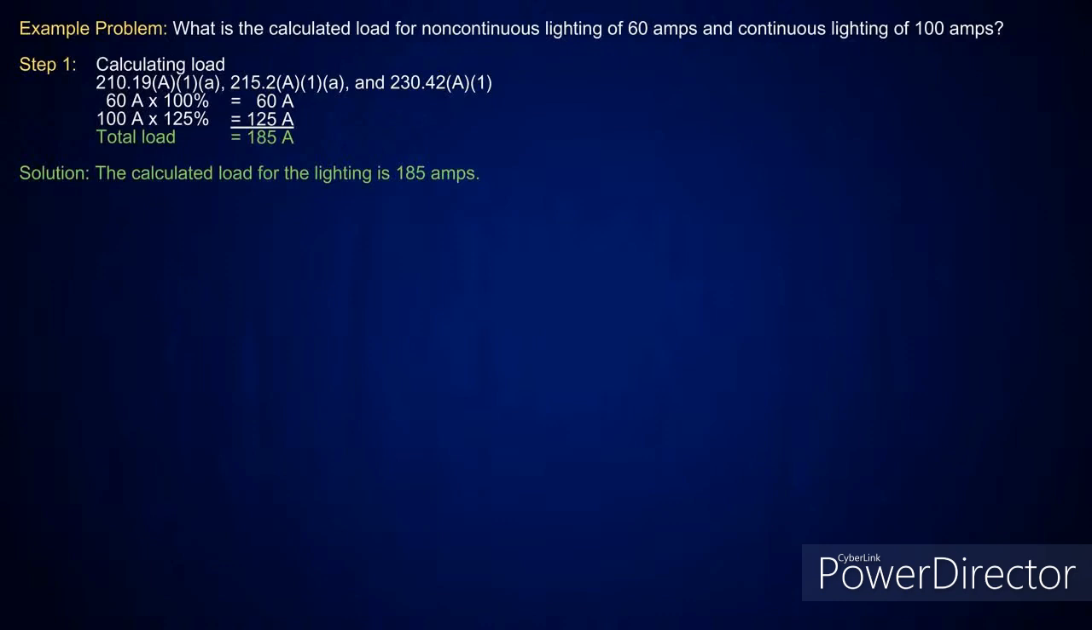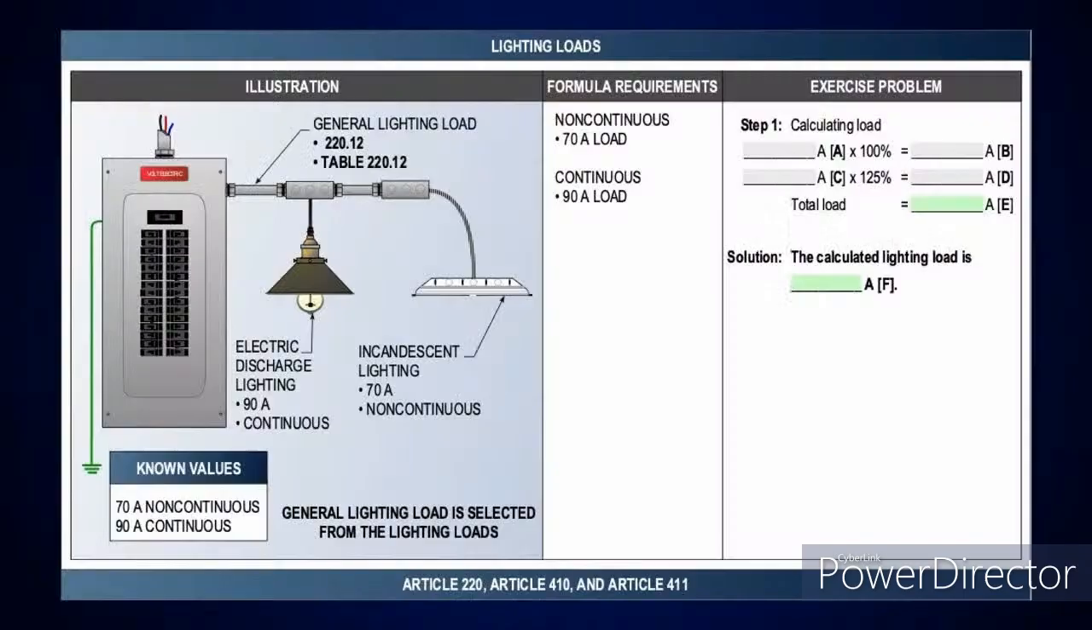All right, so non-continuous load, 60 amps, 100% gives you 60 amps. We had 100 amps of continuous load. Take that at 125%, gives me 125 amps. Added up, you got a total calculated lighting load of 185 amps. That's pretty simple to do. All right, and here we've got some more loads. We've got 70 amps of non-continuous, 90 amps of continuous. You should be able to calculate that. We set the percentages in there and calculate your total load for next week.